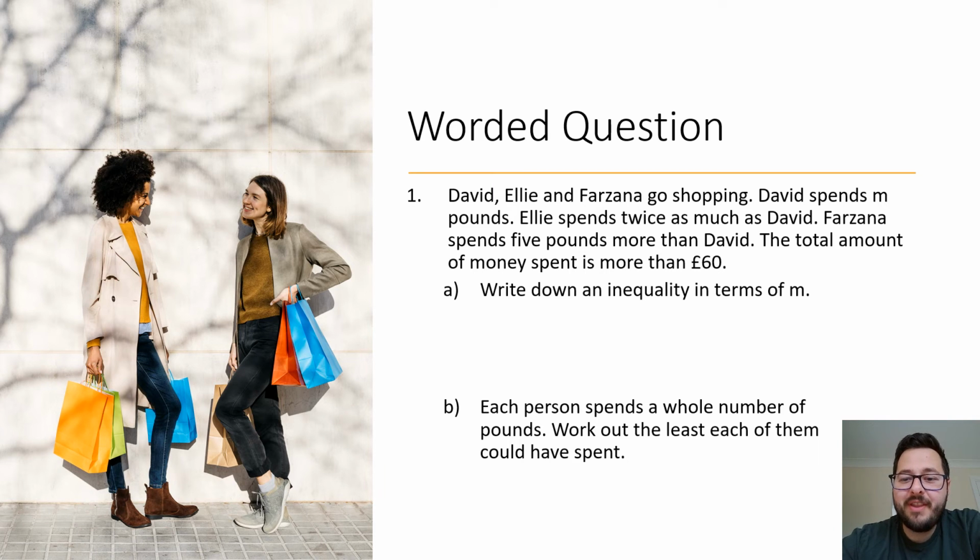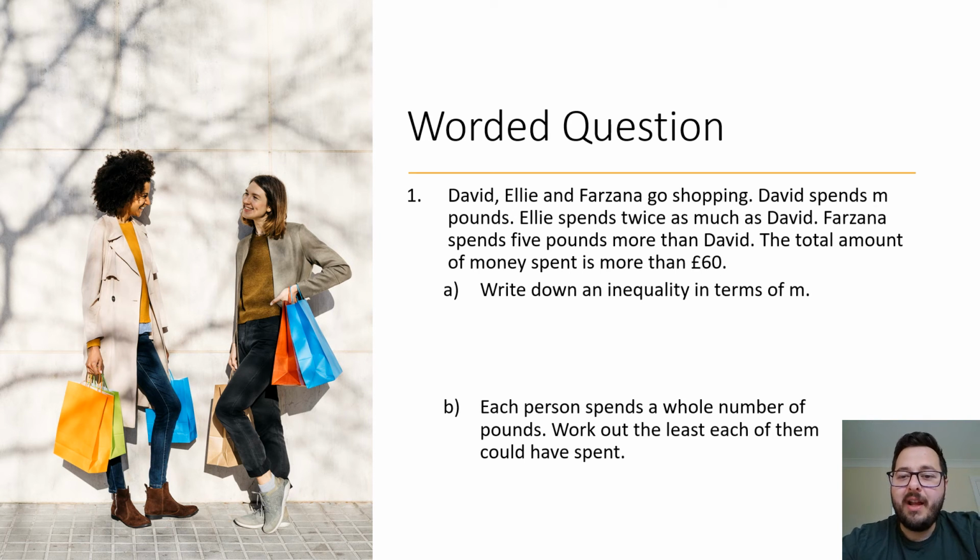Okay, so let's finish off with a worded question. We've got that David, Ellie and Farzana go shopping. Lovely. David spends £M, Ellie spends twice as much as David, Farzana spends £5 more than David. The total amount of money spent is more than £60. Part A says write down an inequality in terms of M.